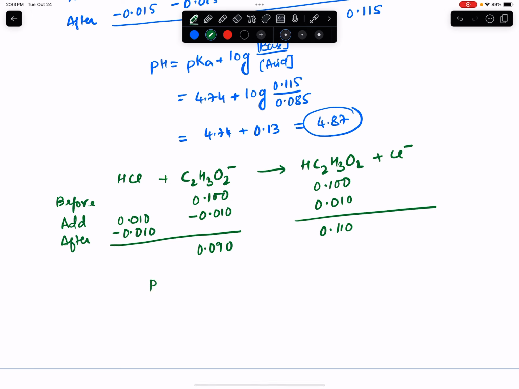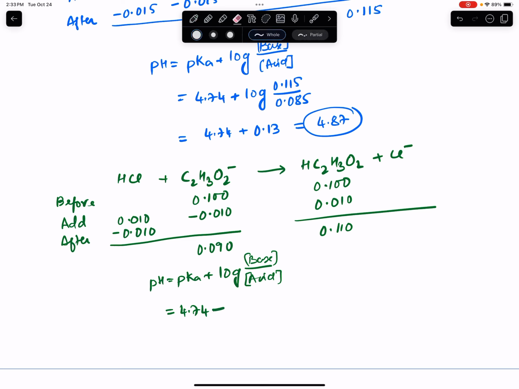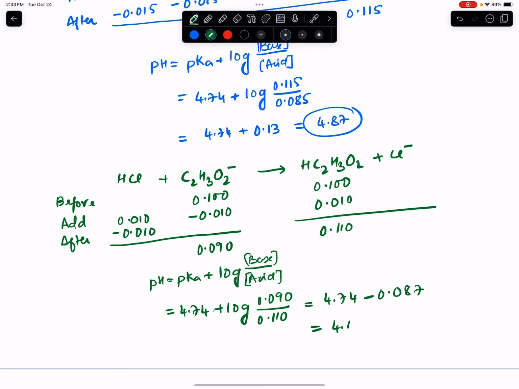So pH is equal to pKa plus log of base over acid. The pKa is 4.74, and let's plug in the values for the log of base over acid: plus log of 0.090 over 0.110, and that becomes 4.74 minus 0.087. Simplifying that, we get 4.65, which is the pH after adding acid.